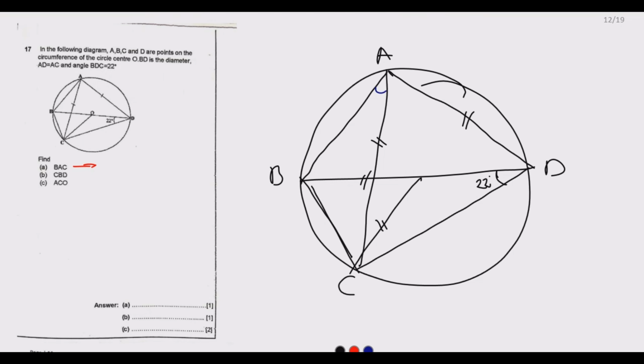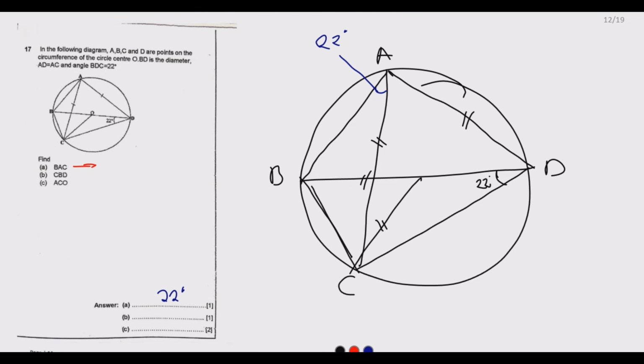Okay. So what we know is two angles at the circumference. So D and A, they are all at the circumference. So these two angles should be equal. So this is basically 22 degrees also. So angle A is 22 degrees. Okay. Then let us look at CBD.